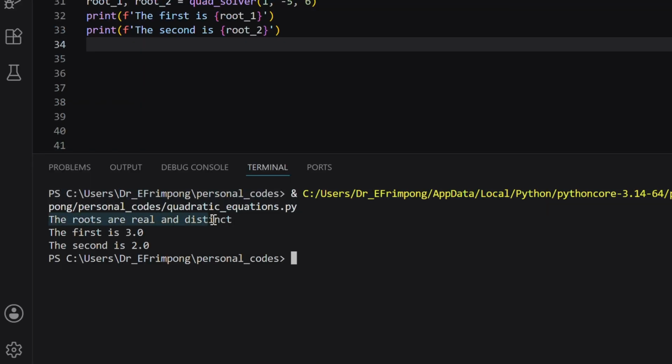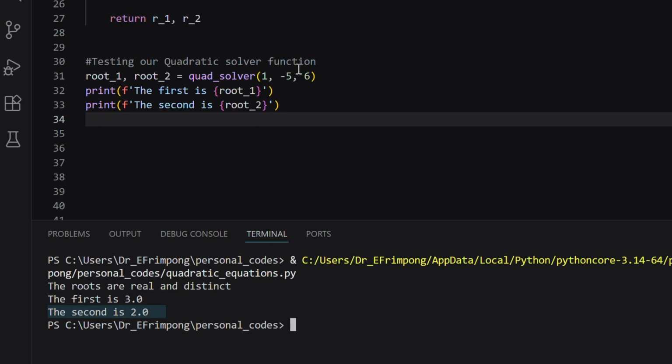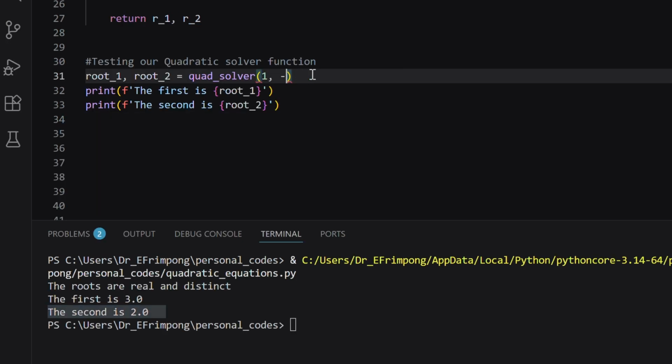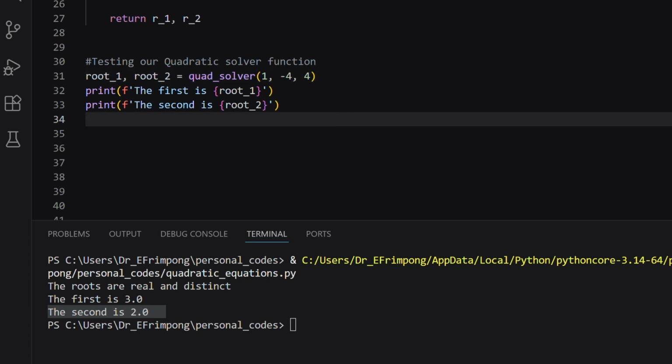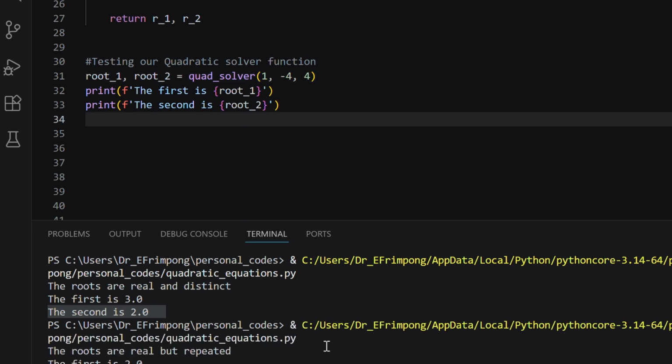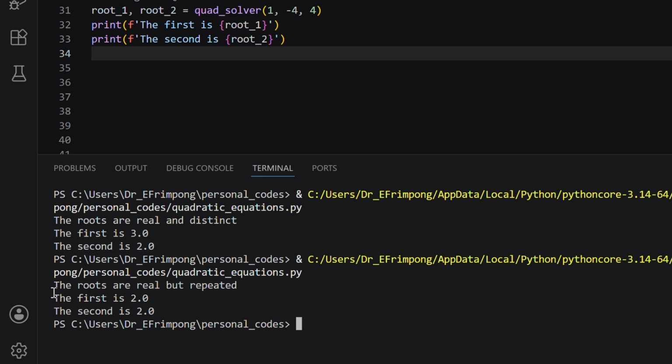So here we have the roots are real and distinct. The first root is 3 and the second root is 2. Let's use 1, -4 and 4. So a is 1, b is -4 and c is 4. So let's run the code and see what we're going to have. So here we have the roots are real but repeated. The first root is 2 and the second root is also 2.